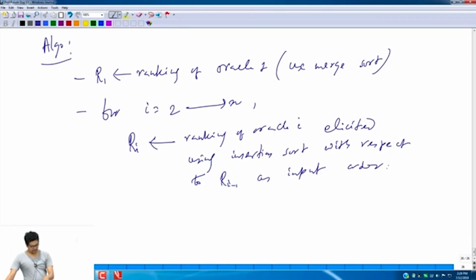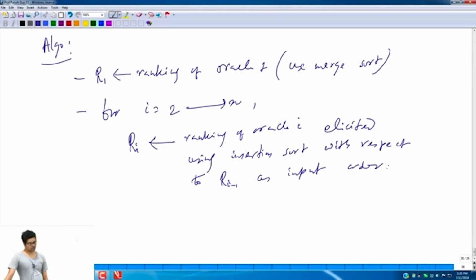So I'm saying that when you are eliciting the oracle's order for R2, use R1's order as your input order when running insertion sort. When you elicit R3, use R2's order as your input order in the insertion sort. While eliciting R3, you already know R1 and R2, so use R2's order. In general, when you are eliciting the ith oracle's order, use the i minus 1th oracle's order as the input order and run the simple plain old insertion sort.